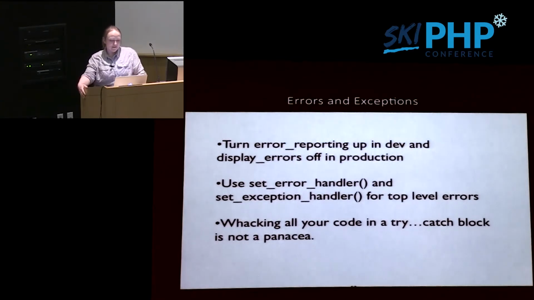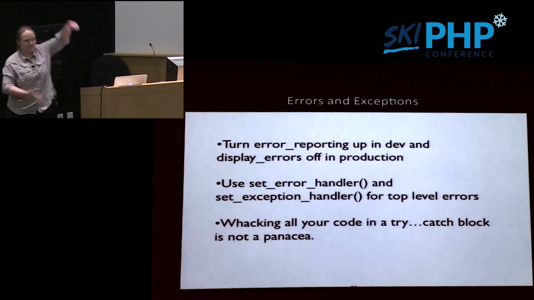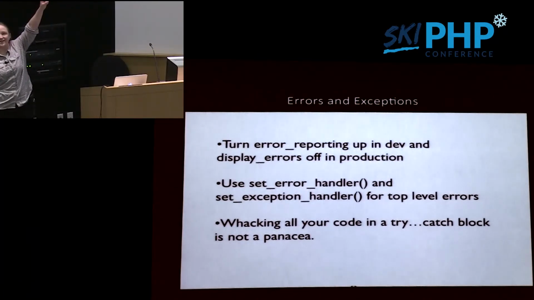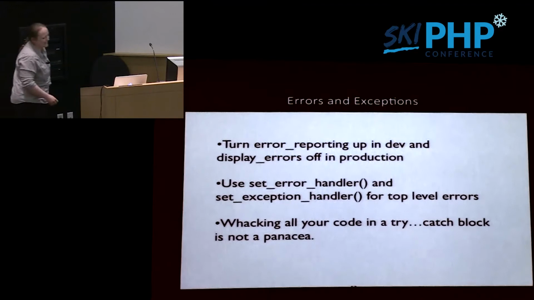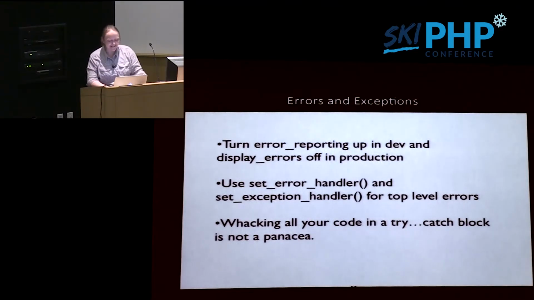This is an old slide. Turn error reporting up in development. Turn display errors off in production. I really hope you're doing this. Set top level error handlers and exception handlers so that anything that you haven't caught somewhere else gets caught at the top. This is really good for legacy code too if you just want to have something. And do not do what I still see people do, which is where you open this file of code. It's 400 lines long and it says try at the top. That's not going to solve your problems.